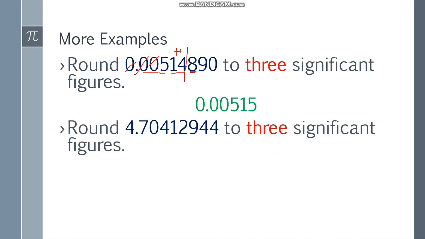Now, round 4.7041294 to three significant figures. So we have 1, 2, 3. Cut. 4 is less than 5, so round down. That will be 4.70.